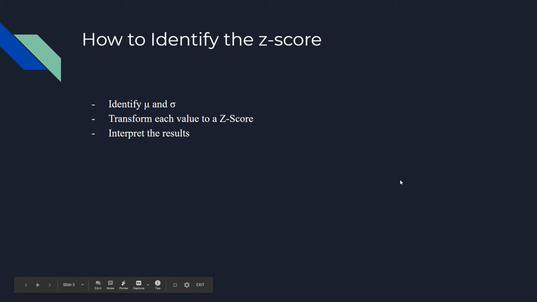To identify the z-score, you identify both the mean and standard deviation, and transform each value to a z-score using the formula I had given in the previous slide, and then you interpret the results. Moving on.